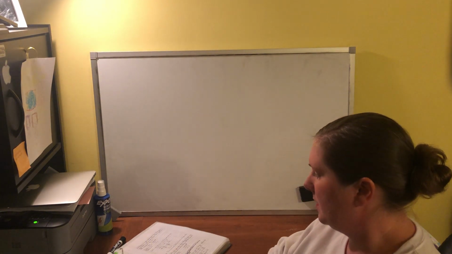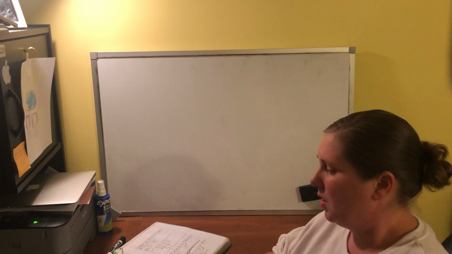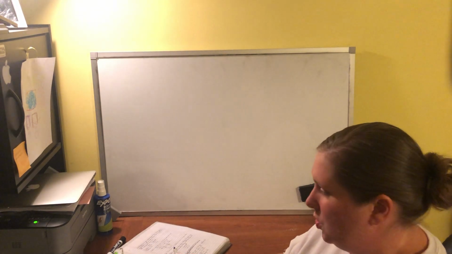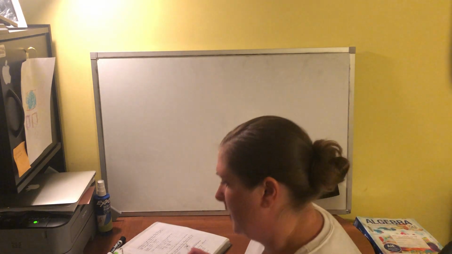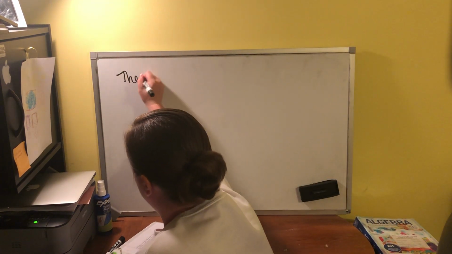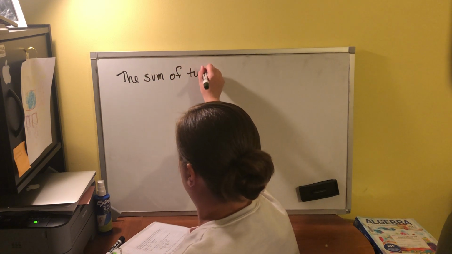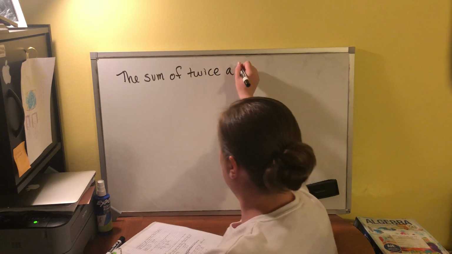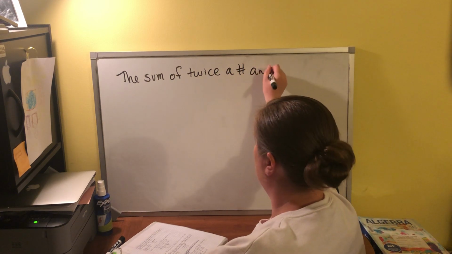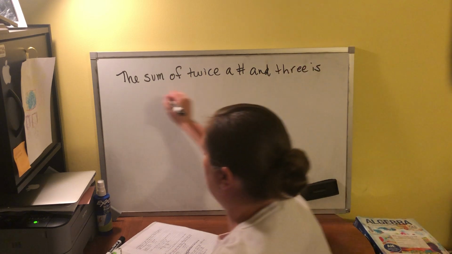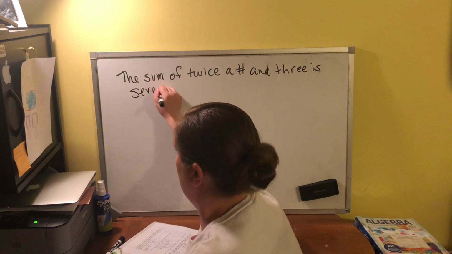All right, so bear with me as I write everything out on the board so we have it to reflect. But remember, this is in your notes on the PDF document. So let's go ahead and look at this. So this says, the sum of twice a number and 3 is 7.